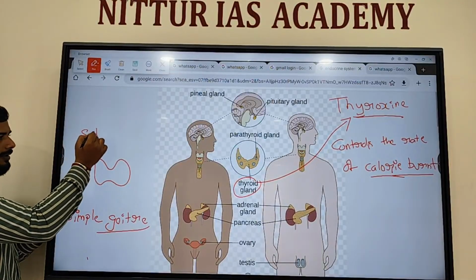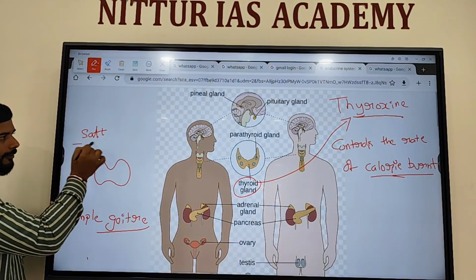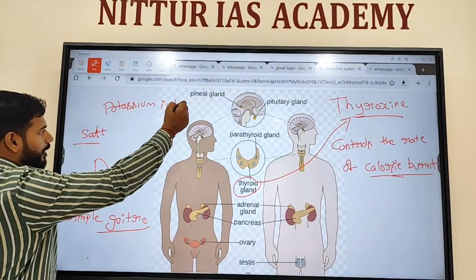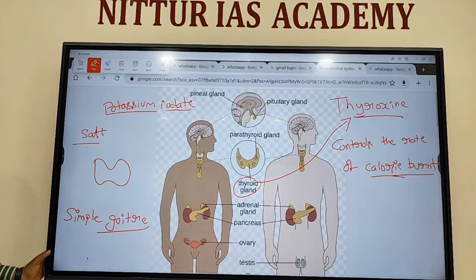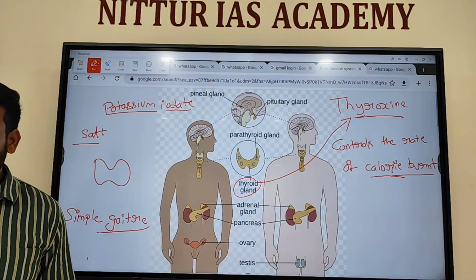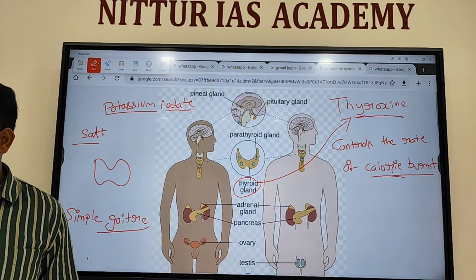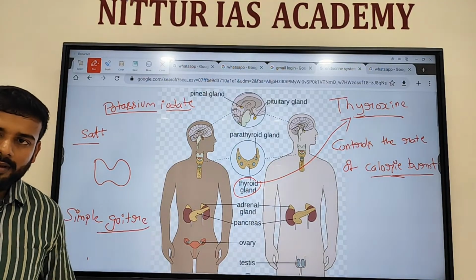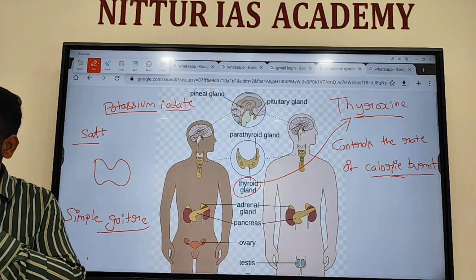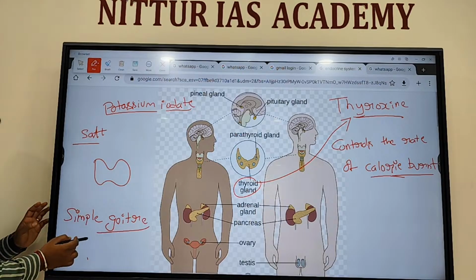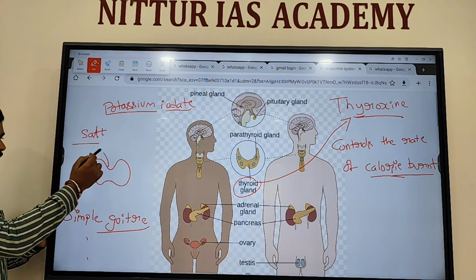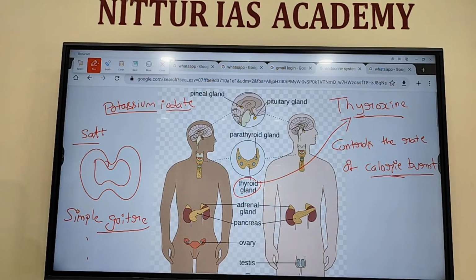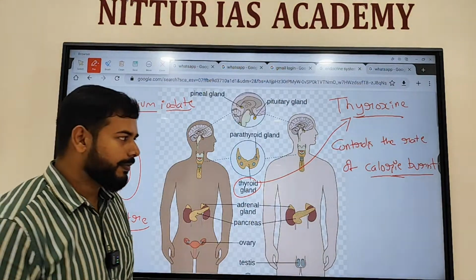Salt is added with iodine in the form of potassium iodate. The iodine present in our salt is in the form of potassium iodate, which helps in the functioning of our thyroid gland. If we lack iodine, then simple goiter will come. What does simple goiter mean? Our thyroid gland will be inflamed. Inflammation happens. It will not function properly. That is the issue.